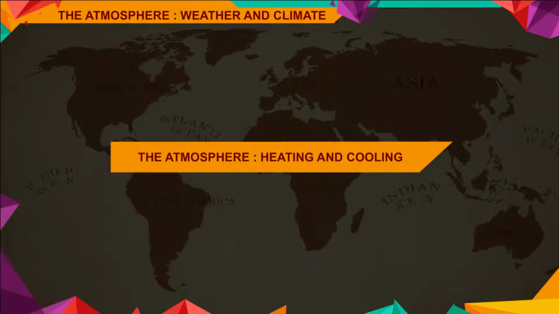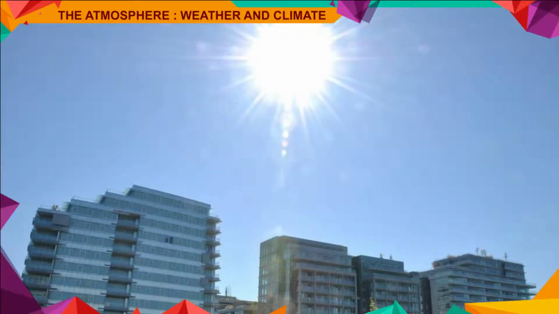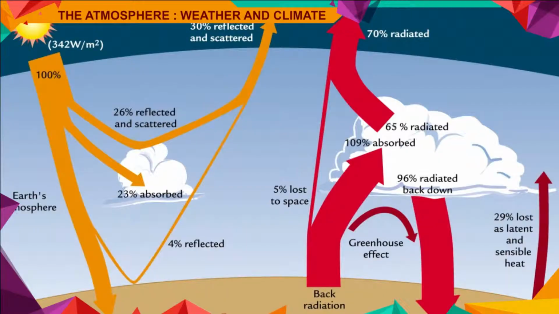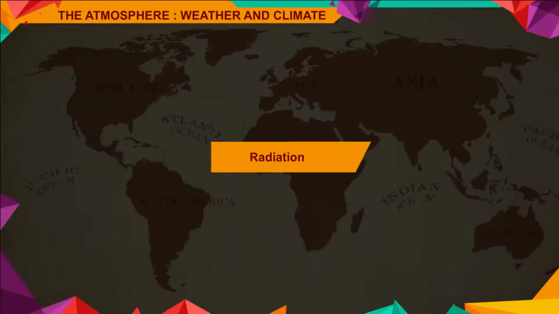The atmosphere, heating and cooling. The temperature at a particular place does not remain constant. It varies with the time of the day and year. Sun is the only source of atmospheric heat. But the atmosphere absorbs very little of the sun's radiation. Solar radiation heats the ground first. From the ground surface, the heat is transferred to the atmosphere through the processes mentioned here.